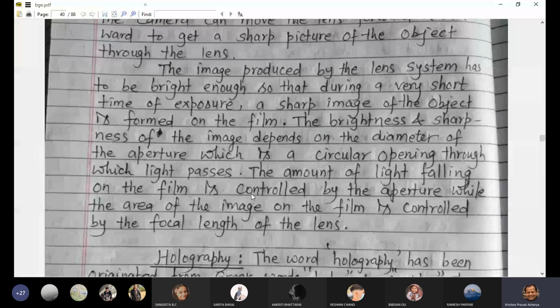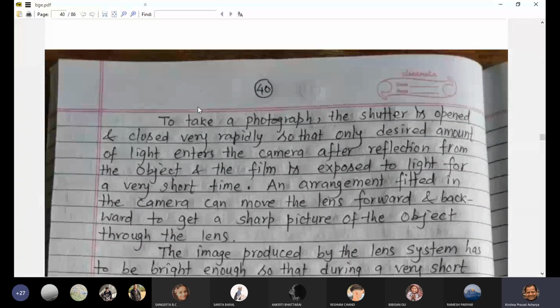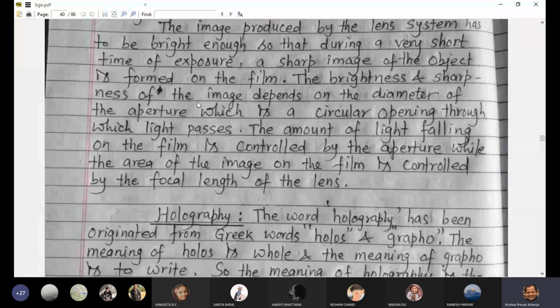In short, photography is the process by which a two-dimensional image of a three-dimensional object is formed on a photographic film, or it is a permanent record of an object. To take a photo, we use a photographic camera. There are four steps in photography: exposure, developing, fixing, and printing.